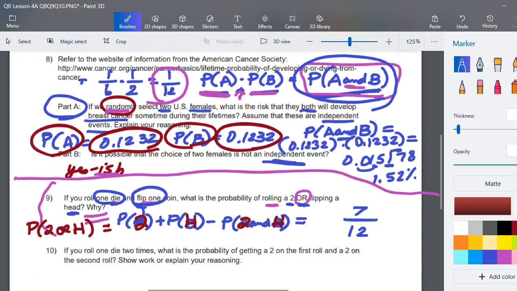So the probability of a 2, a while back we noticed, was 1 out of 6. The probability of landing on heads, 1 out of 2. And then the probability of 2 and H, well, that was way back up here, and it turned out to be 1 out of 12. So now we need to do some math on this.